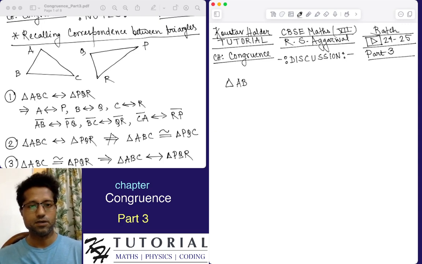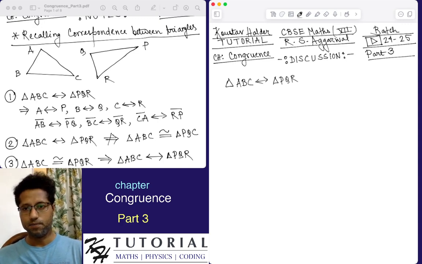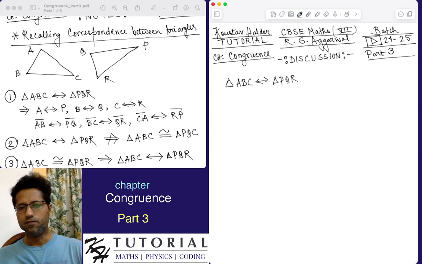I'm just recalling the correspondence concepts between triangles that I discussed in the previous video. If we have ABC, this is a mapping. This says there is a mapping between the triangle ABC and PQR in a very specific way. That is, point A is mapped to point P, B to Q, and C to R. And this will automatically imply which sides of triangle ABC are mapped to which sides of triangle PQR.